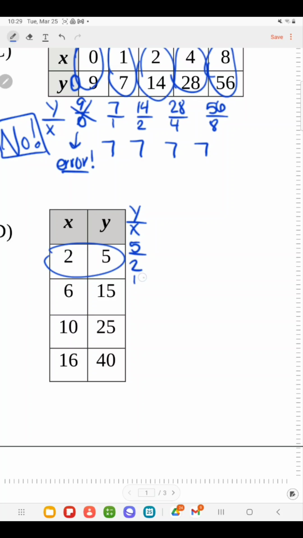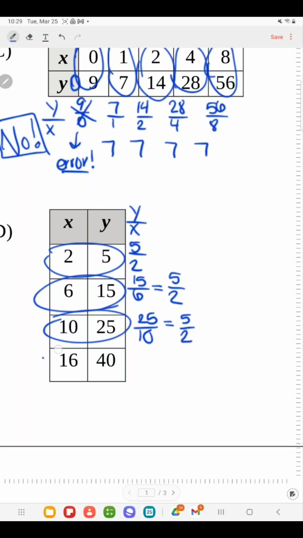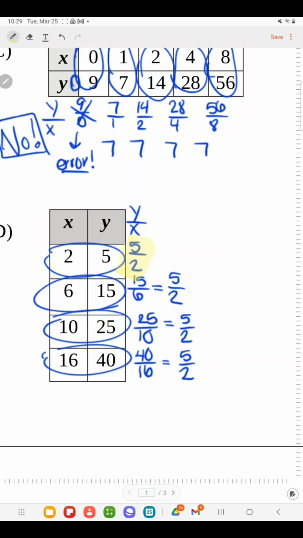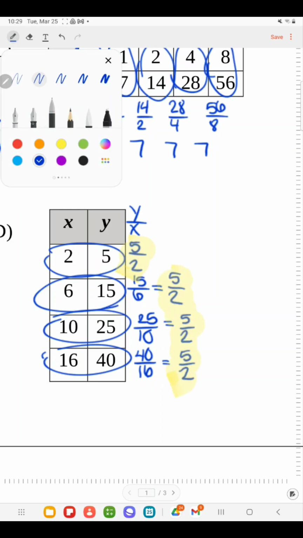Next one, 15 over 6. In the calculator, that will simplify to 5 over 2. 25 over 10. In the calculator, that simplifies to 5 over 2. And lastly, 40 over 16, 5 over 2. Okay. And then that's a yes. Look, every single time I got 5 over 2 when they were simplified, which means yes, there is a constant of proportionality.